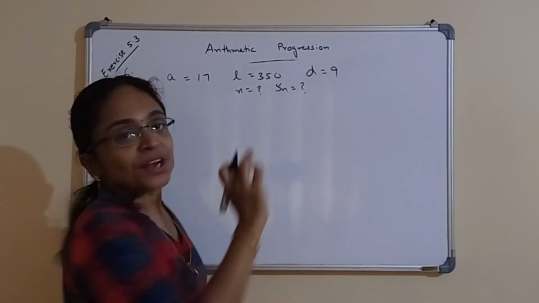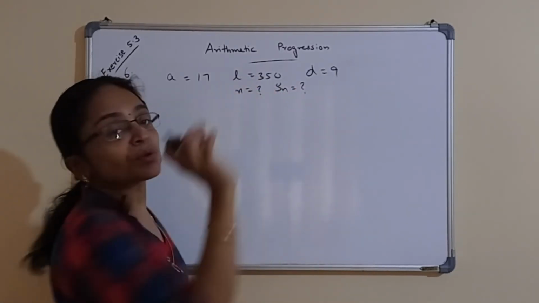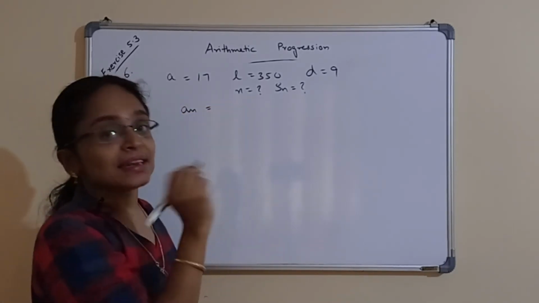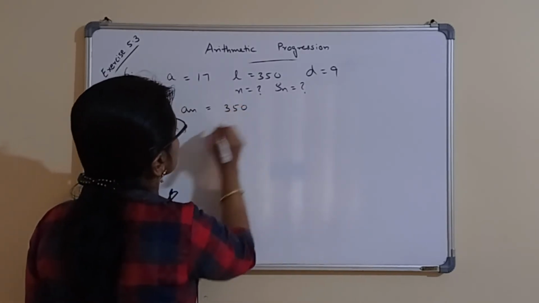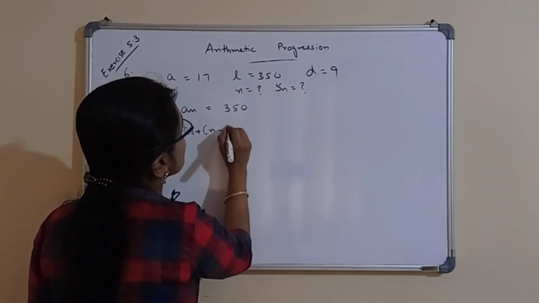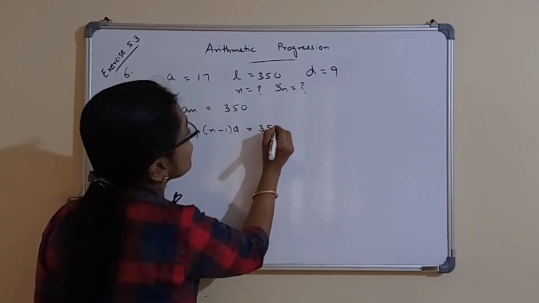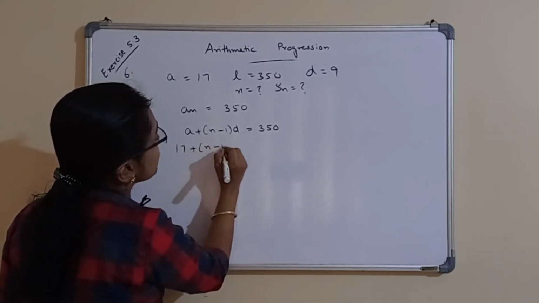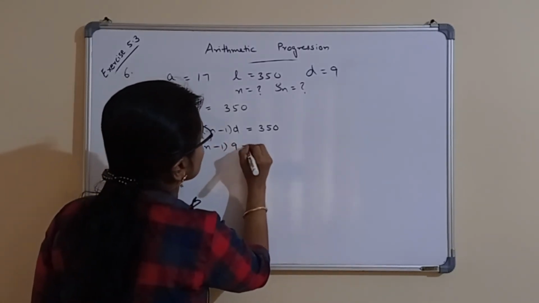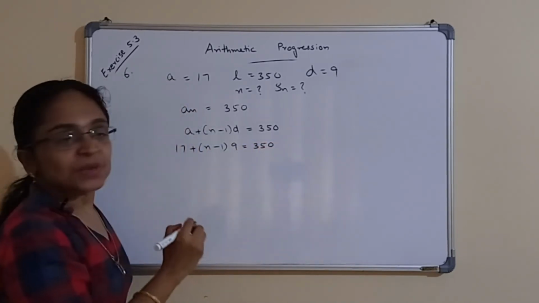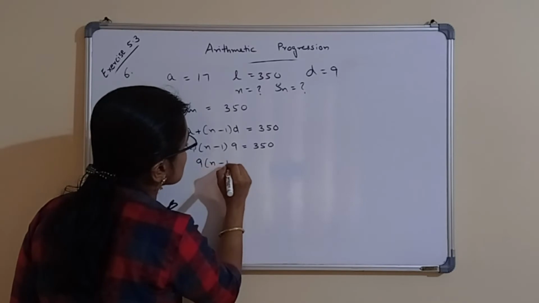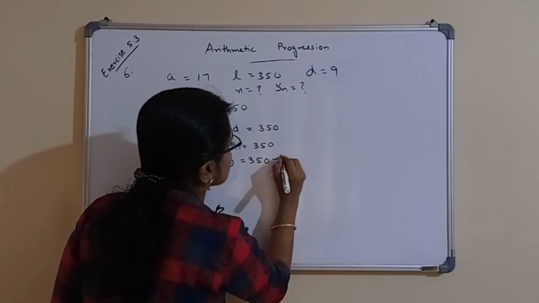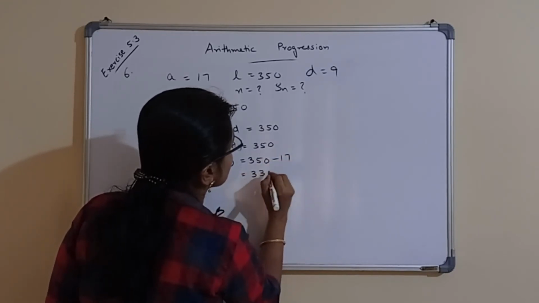So, D equal to 9. And to find n, L is equal to 350, so we can take it as AN. AN is equal to 350, which means A plus n minus 1 into D is equal to 350. So, A is 17. 17 plus n minus 1 into 9 is equal to 350. Which means 9 into n minus 1 is equal to, taking this 17 to the right hand side, we will get 350 minus 17, which is equal to 333.